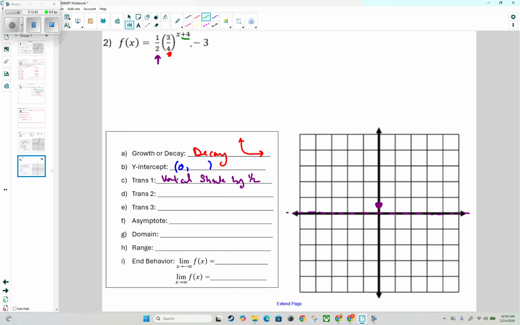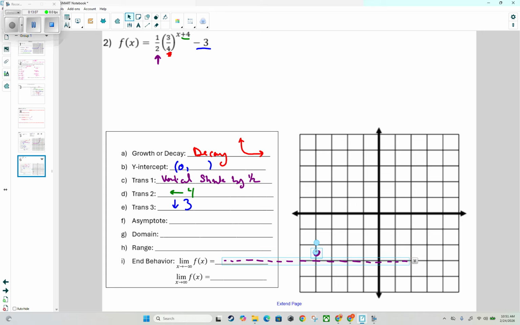So we have this +4, which means we would actually go left 4. And then we have this -3, which means we will go down 3. So at this point, I'm ready to move. I'm going to take my dot and my asymptote. I'm going to go to the left 4. So 1, 2, 3, 4. And then down 3. So 1, 2, 3.